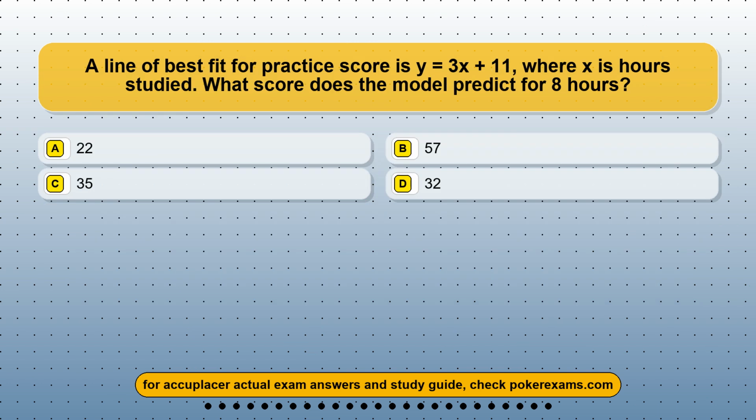Question 16. A line of best fit for practice score is y = 3x + 11, where x is hours studied. What score does the model predict for 8 hours? Option A, 22. Option B, 57. Option C, 35. Option D, 32.